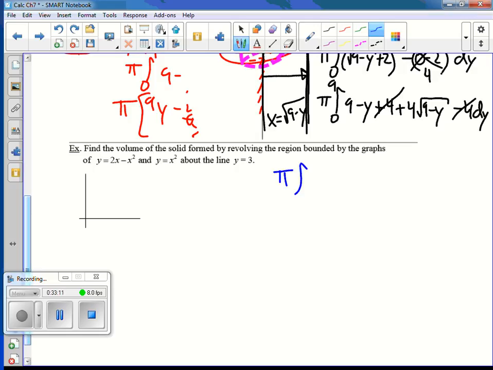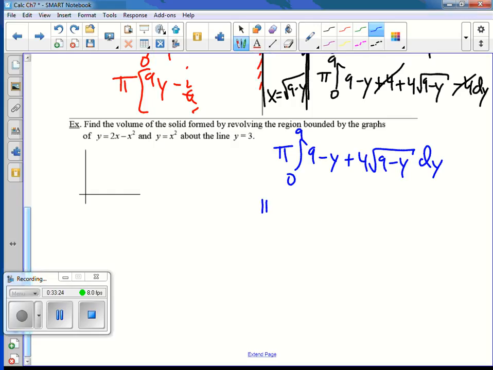Pi, the integral from 0 to 9 of 9 minus y plus 4 square root of 9 minus y, dy. All right, and so when we integrate, we're going to get pi times 9y minus y squared over 2 plus 4, and who remembers how to integrate this? Let's see who remembers. I know it's been a while. How do you integrate that?